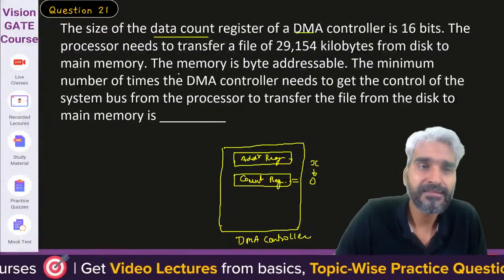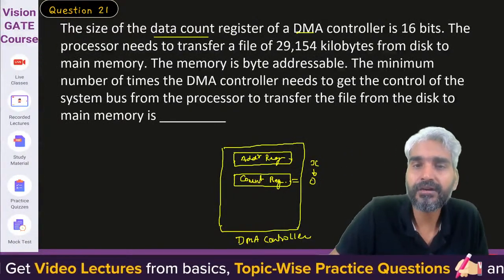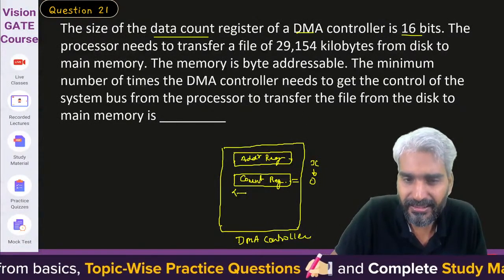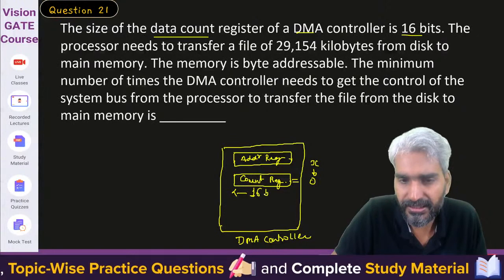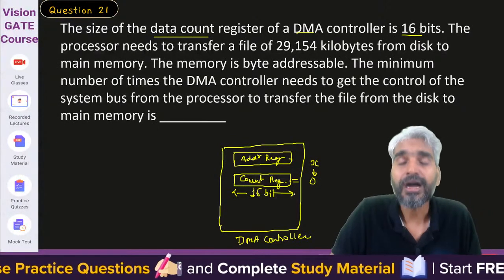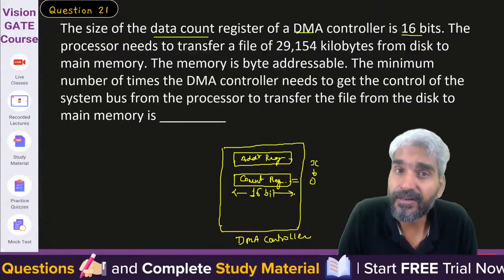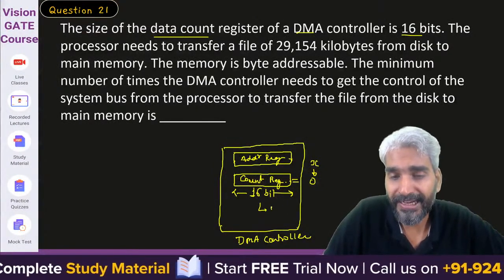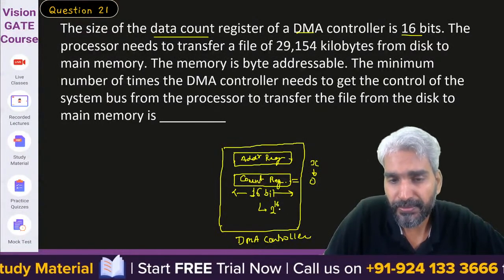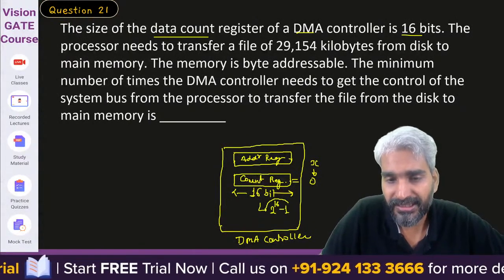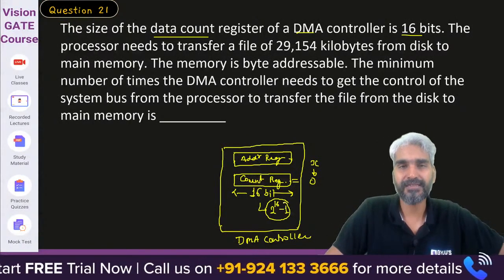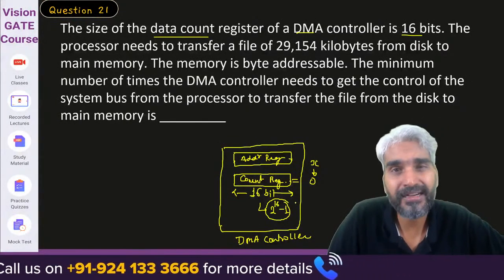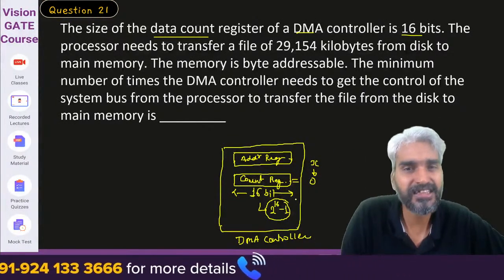Right? So it says the size of the data count register of a DMA controller is 16 bit. So how many bytes can be transferred at a time? Sir, the number of bytes which can be transferred is 2 raised to the power 16 minus 1, because this is the largest number which can be represented. Those many bytes can be transferred once the DMA is initialized.